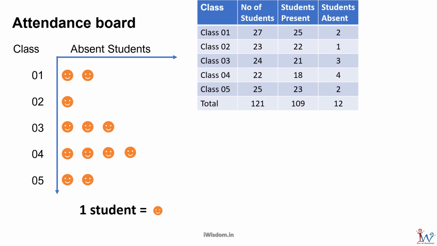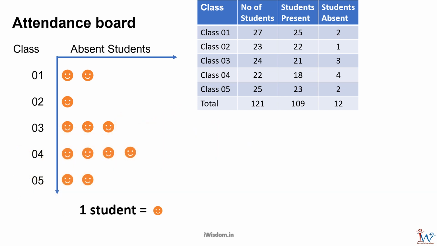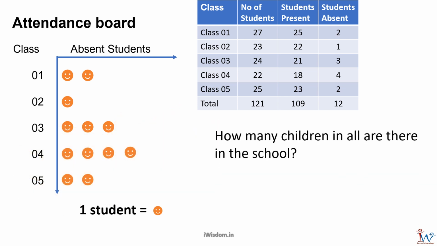With the smart chart ready, we have come to the last step, data analysis. Let's answer the questions from the exercise. How many children in all are there in the school? We get this data from the table. There are 121 students in the school.